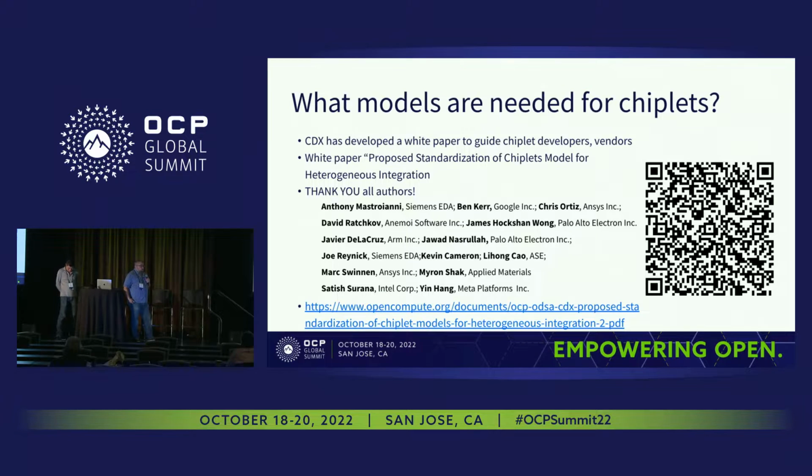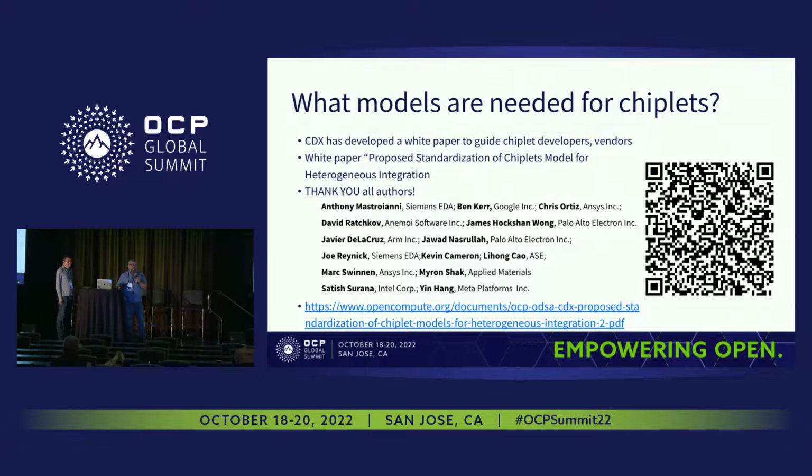One of the pieces of work that we have done is we wrote a white paper. It's the first part of a two-part white paper. It has the mouthful name of Proposed Standardization of Chiplet Models for Heterogeneous Integration. I wanted here to thank all the authors, and I'm glad you're using your phones to scan the paper. Thank you. I'm glad that QR code is working.